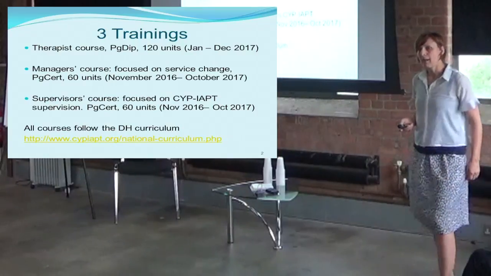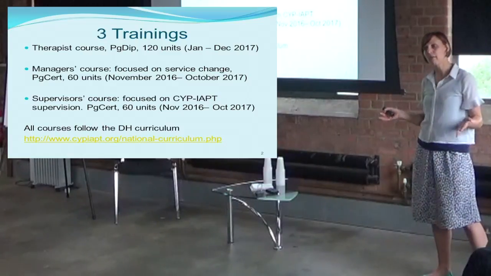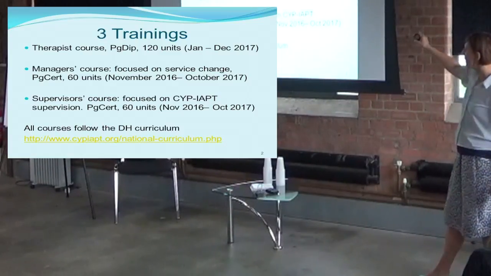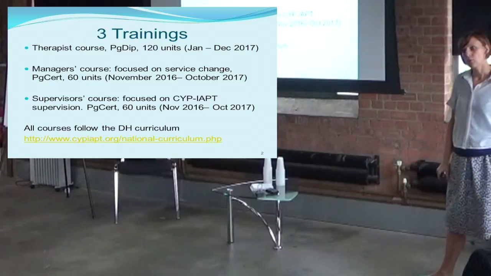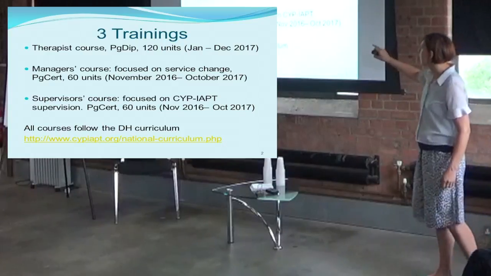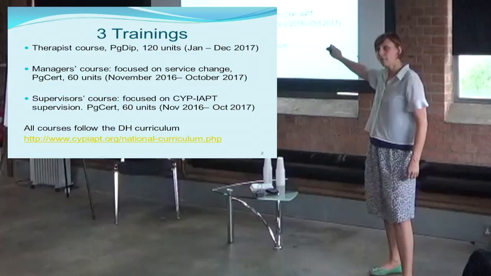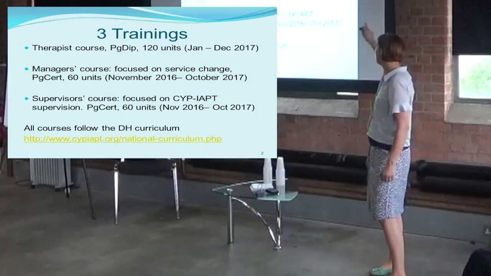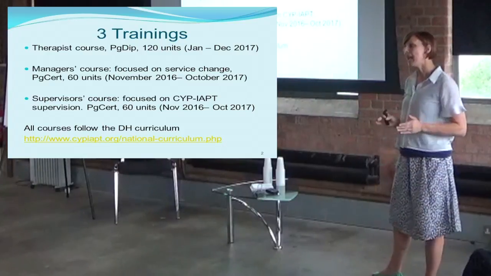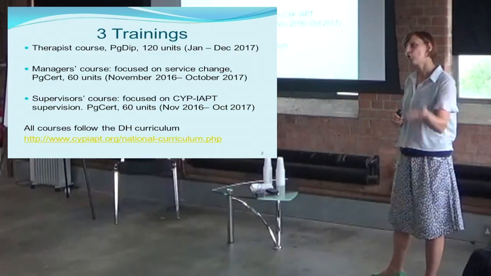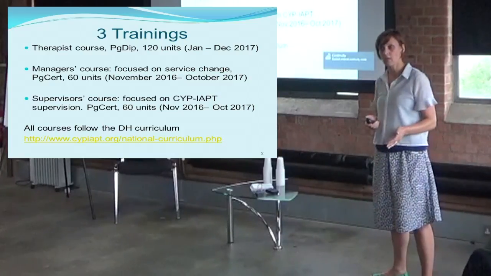So we've already talked about the model of the different trainings. So far this afternoon we've talked about the therapist course, which is 120 units. The supervisor's course, and then we're going to talk about the manager's course, is 60 units for PG Cert, and it takes place from November this year to October 2017. So it's got a different time frame. It's very intentional, because we want to train up supervisors before the therapist course starts.